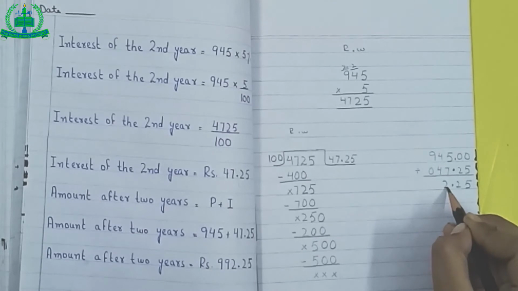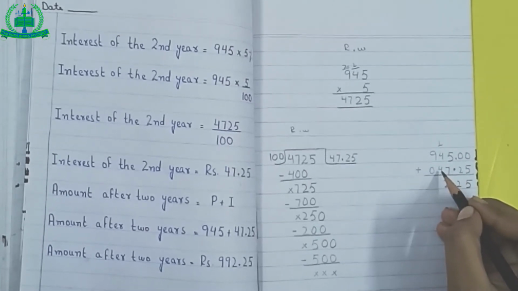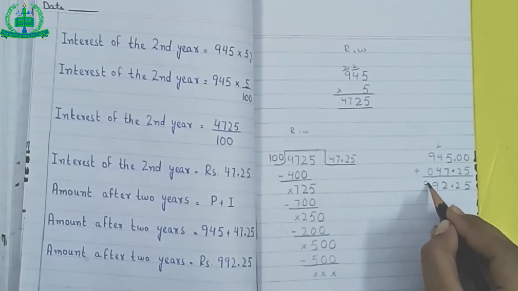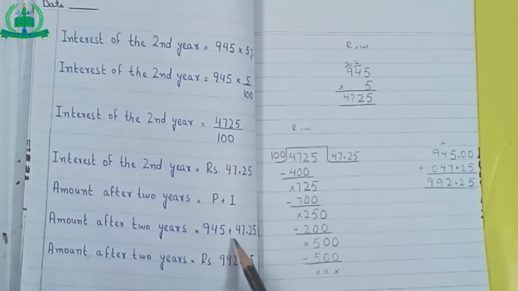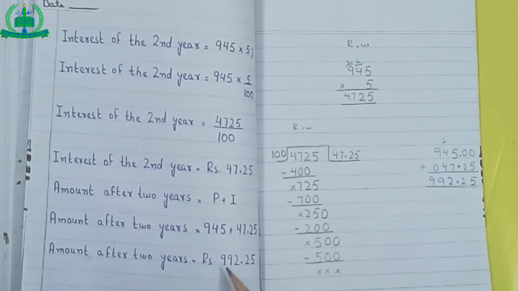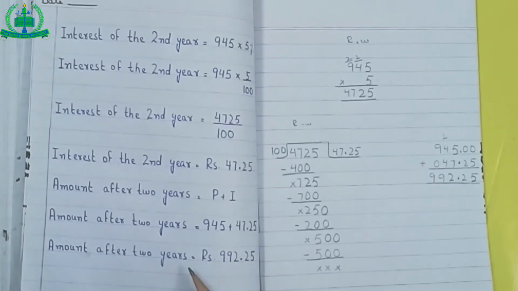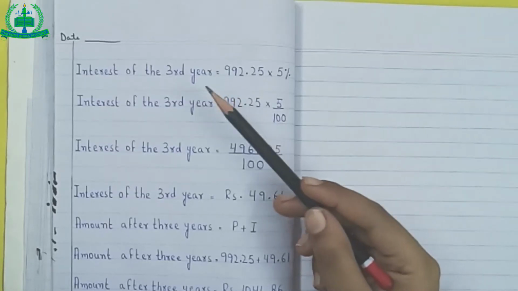5 plus 7 makes 12. 2, 1 carry on. 4 plus 4 makes 8, plus 1, 9. 9 plus 0 makes 9. 945 plus 47.25 makes 992.25. So the amount after 2 years is rupees 992.25.